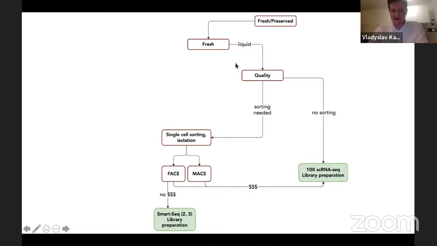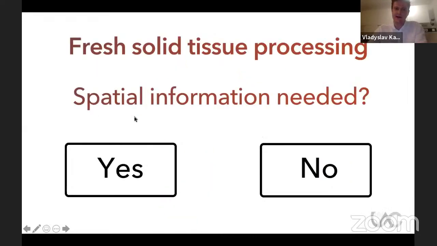Good. So as you see, here is the scheme that we were talking about for the fresh liquid samples. And as you can see, there is a whole branch that is missing here on the left part. So what do we do when we have a solid tissue? What is the pre-processing of the solid tissue, and what are the questions that you should ask yourself before performing your experiment? So the third thing that you need to understand is whether you need the spatial information. That means whether you need the information about the position of the cell in the tissue. Because when we are talking about cell suspension and dissociation, all of the spatial information that was included in this sample will be lost.